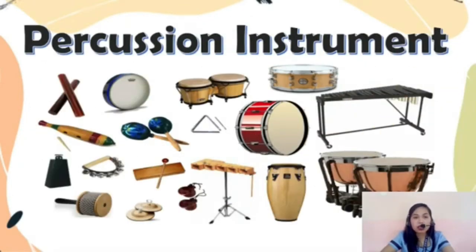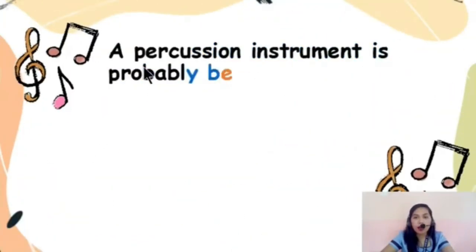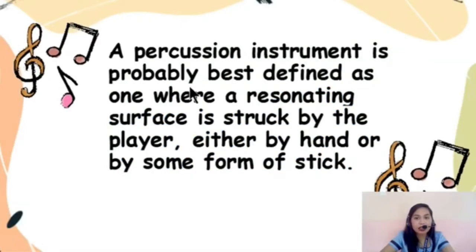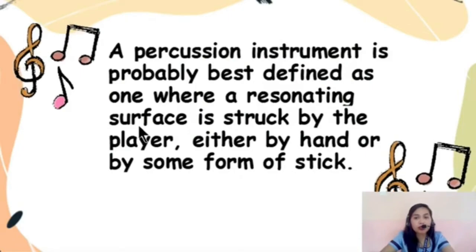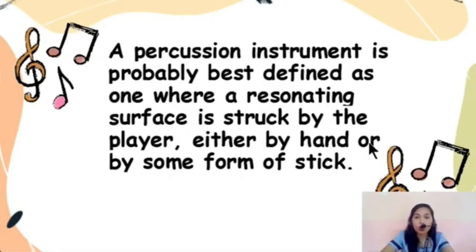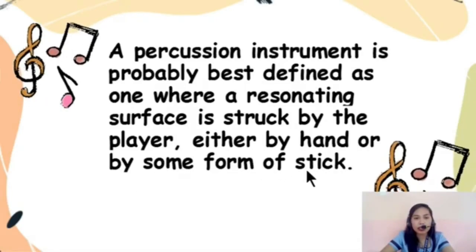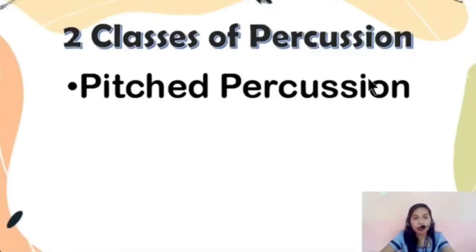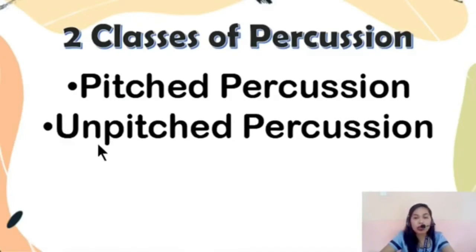Now, let us discuss the percussion instruments. A percussion instrument is probably best defined as one where a resonating surface is struck by the player either by hand or by some form of stick. There are two classes of percussion instruments. The first is the pitched percussion and the next one is the unpitched percussion.